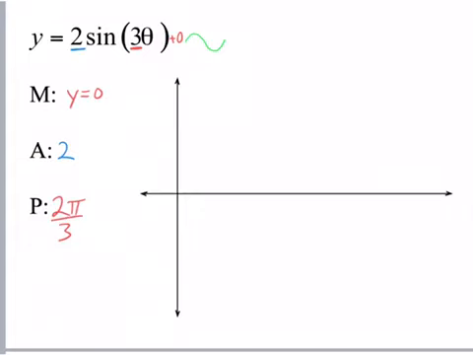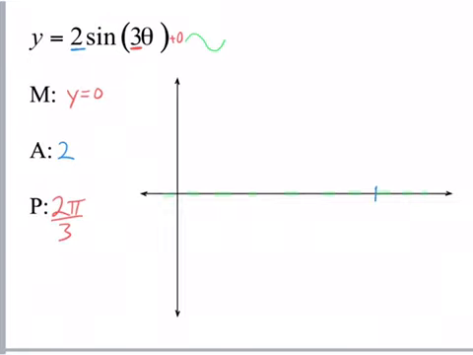So we're going to sketch this. First thing I want to do is always sketch the midline. So the midline of this, well, since the midline is at 0, what that means is my midline is just smack through the x-axis, right there on the x-axis. All right, so, okay, let's now do our period.